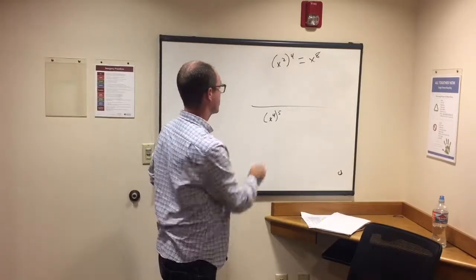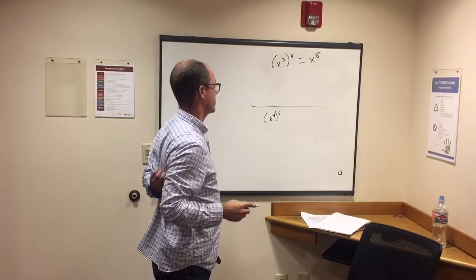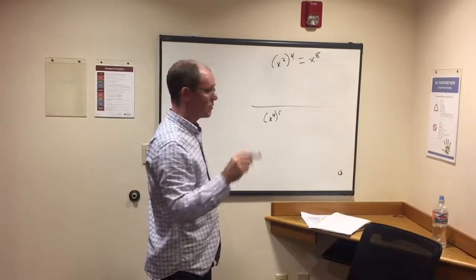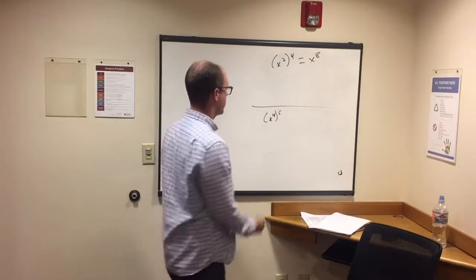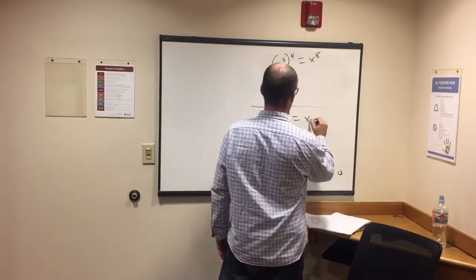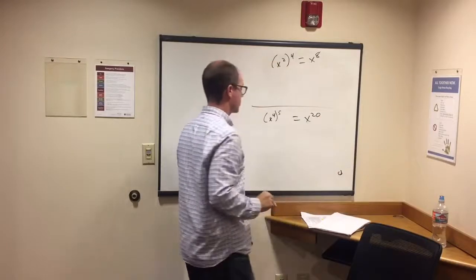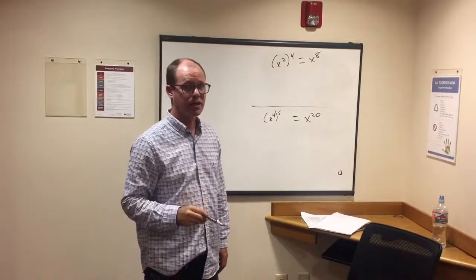Okay, one more chance here. We have x to the 4th to the 5th power. Again, we're going to multiply the 4 and the 5, so we get x to the 20th, but not x to the 9th.